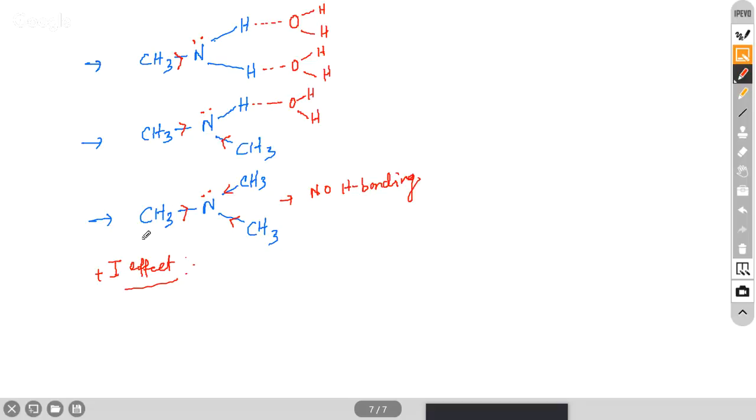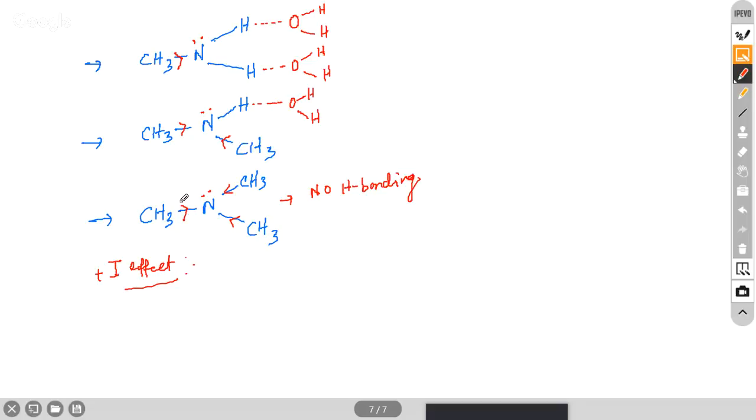So obviously larger alkyl group, larger plus I nature. More will be the electron density here. More should be the basicity of this compound. But again, what happens when you have larger alkyl group? Larger will be the repulsion also, steric hindrance also. More space around the nitrogen atom will be occupied by the larger alkyl group. That will decrease the electron releasing tendency even more, right?